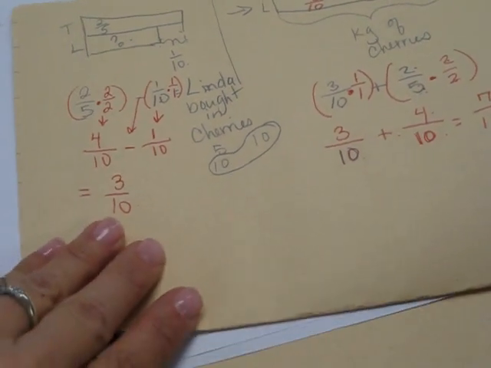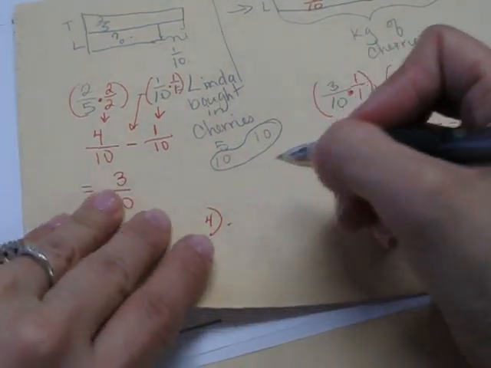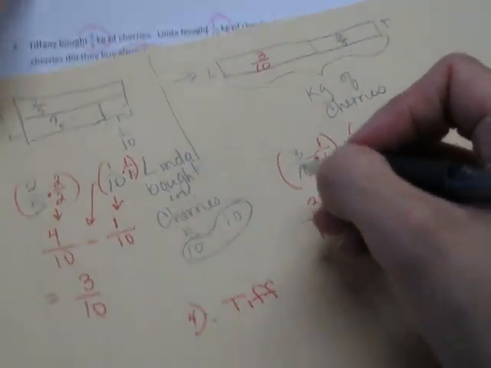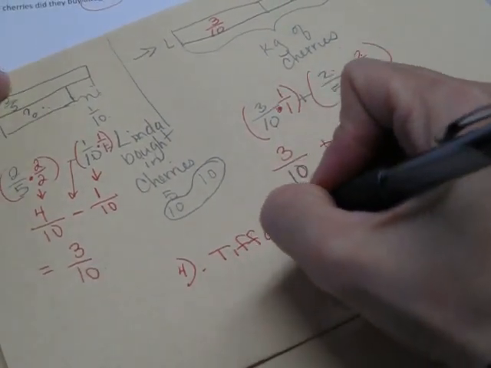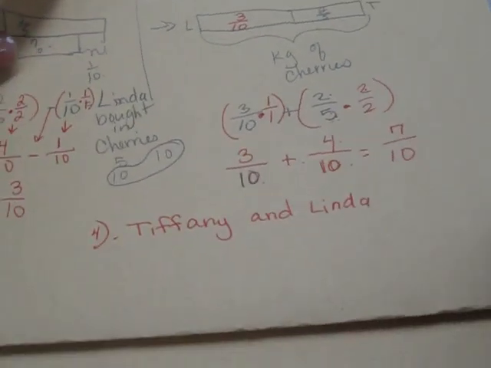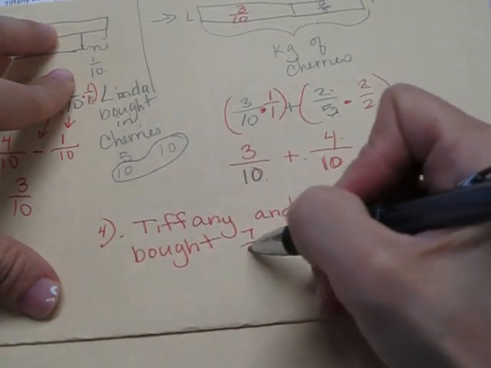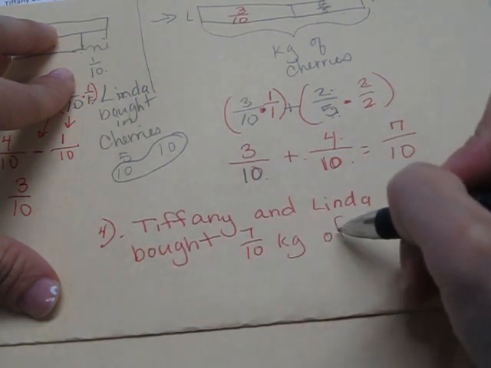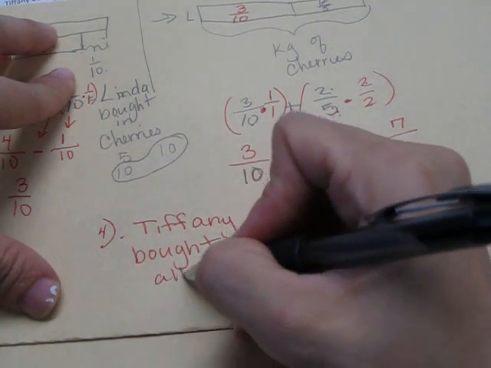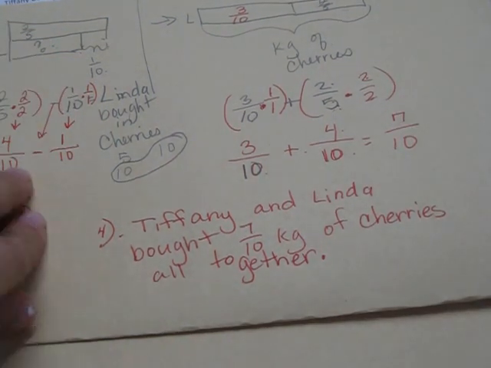So now I'm going to go ahead and write my sentence, which is my 4th step. And it says, okay, so Tiffany and Linda bought 7/10 kilograms of cherries altogether. There you go. There's your answer.